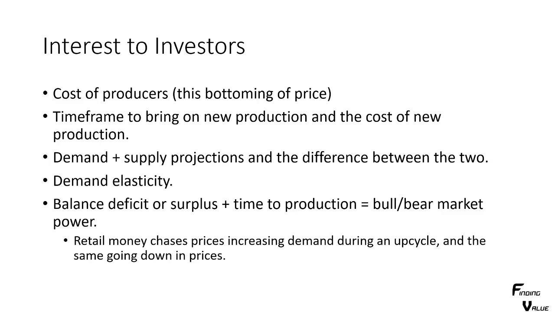You need to know the time frame to bring on new production and the cost of new production. So that's the cost of the higher producers and how long it takes to bring on that new production. We've got the demand and supply projections for the future, and the difference between the two. Is it a deficit or a surplus? How big are those deficits and surpluses in the future? And where are they occurring? Is it a growing deficit as time goes on, which means it's going to be a very large bull market? Or is it just small projected deficits or surpluses?